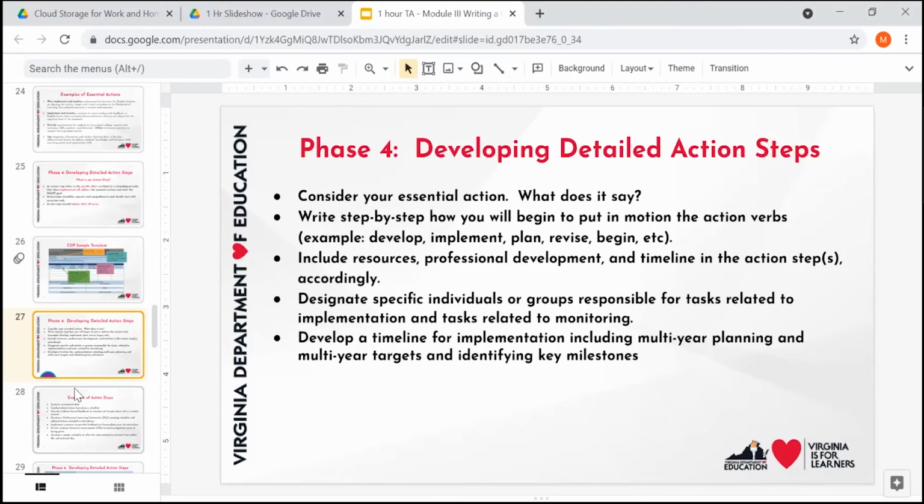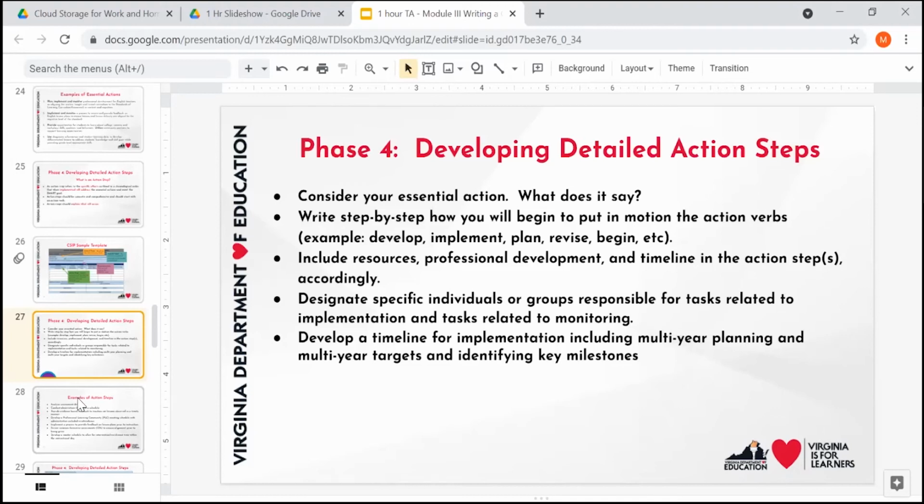When you're doing action steps, also think about the resources, professional development, and timeline, right? So do you need to purchase a specific set of resources for the classroom? Do the teachers need professional development, right? And then that timeline of when each of those will occur, thinking about that chronological order. Okay, when will each of those occur?